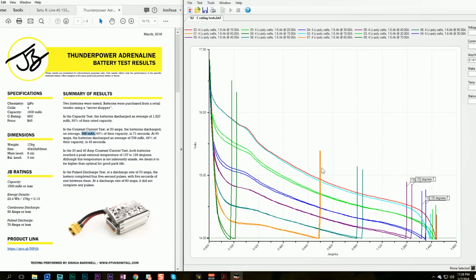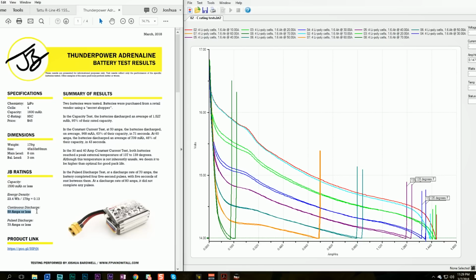At 60 amps, the batteries discharged on average 709 milliamp hours, which is only 46% of their capacity in 43 seconds. And so I've created the JB rating. We're not going to go with C rating. We're just going to go with a continuous discharge amp rating. And this battery is, by my standards, a 50 amp continuous battery. That means when you discharge it at 50 amps, you will get more than half of its rated capacity out.